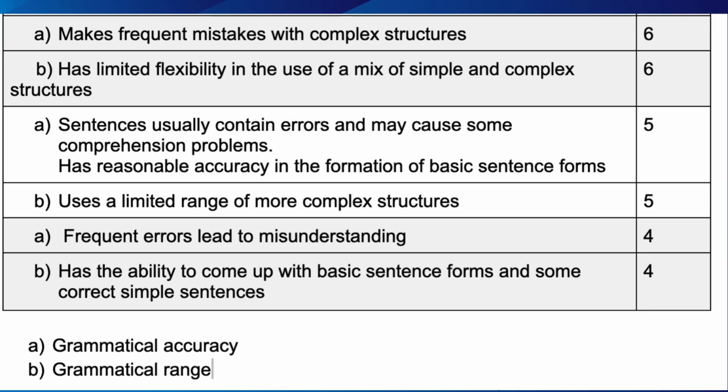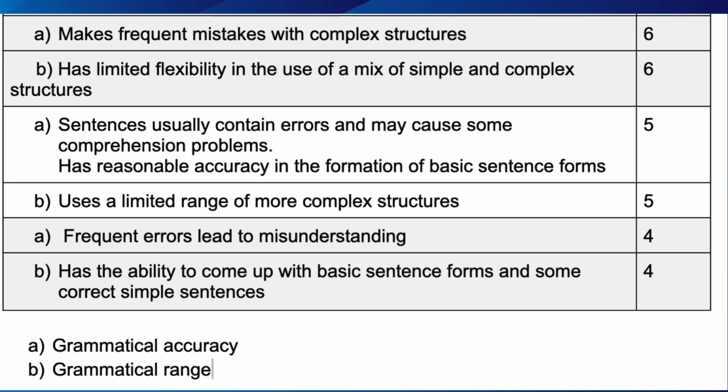So this one is quite straightforward. Grammatical range and accuracy. So there's notes here about grammatical accuracy and there's notes about grammatical range. A for accuracy, B for range. We're going to look today at bands 4 to 8, as most students will lie within these bands.